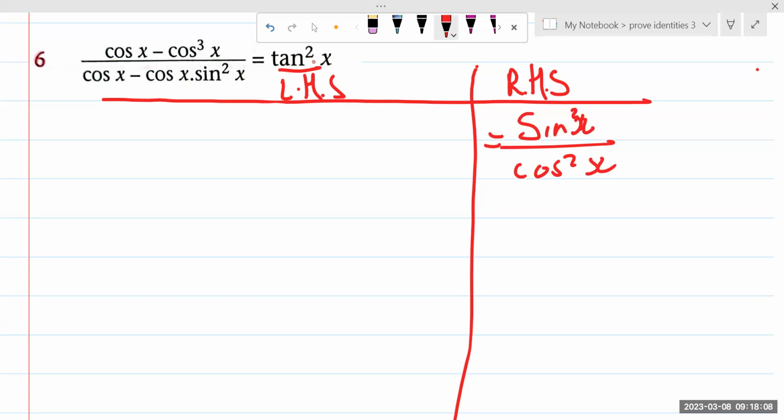Otherwise, I would say to my learners, if you see tan, change tan. If you see tan, change it, unless they say leave your answer as a single trigonometric ratio. Are we good then? Okay.